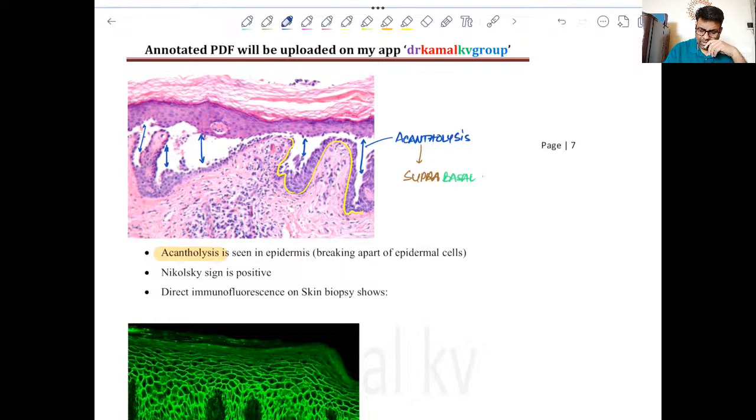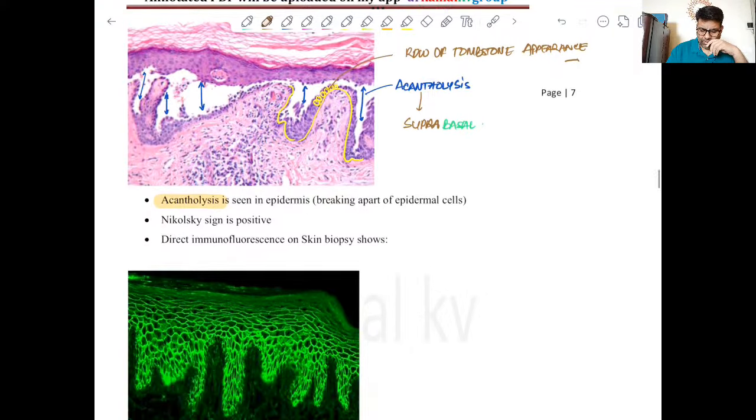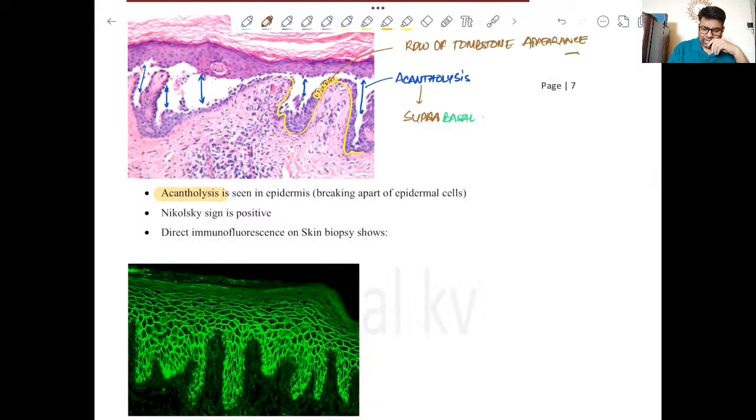Sometimes the basal layer cells remain attached something like this, and this is known as the row of tombstones appearance. Clear? So very easy to identify in a picture.